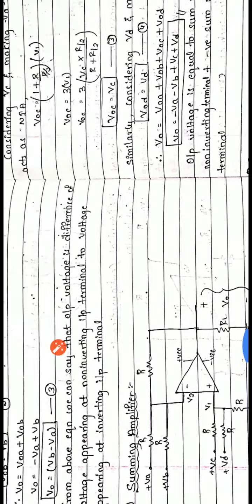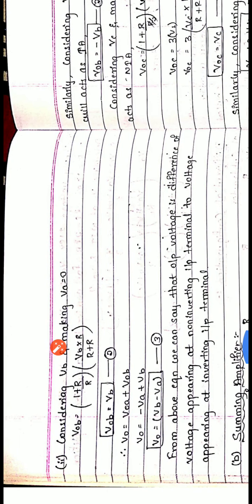So I will show here how the equation has been written. The same thing, considering VB and making VA equals 0. Here you have written it as 1 plus RF by R1, and instead of that, R by R is written. Same formula for the non-inverting configuration, into, instead of V1, we have written VB into R divided by R plus R. This we already discussed in the non-inverting configuration also.